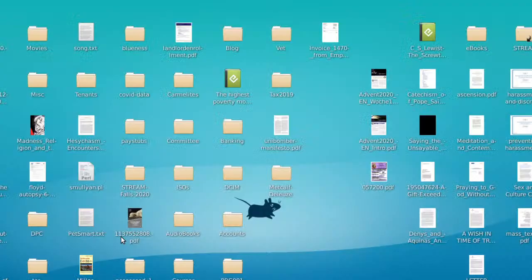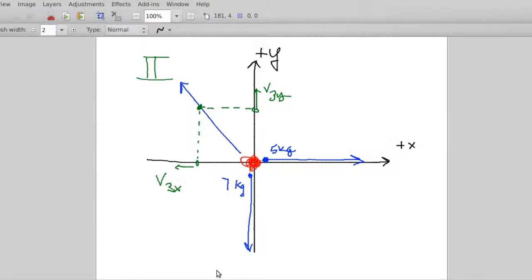Oh, and hold on. We will fix this very quickly. There we go. This program has been crashing today, so I'm not going to be able to draw right now on this picture, but I will later.